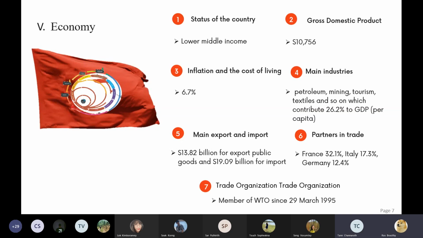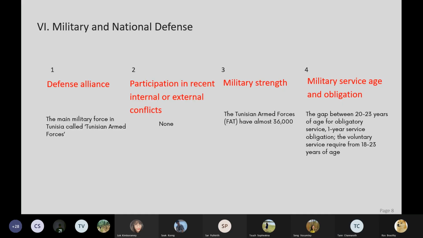Okay, Tunisia, can you please move to the next part? Let's move to the military and defense. Pardon me.